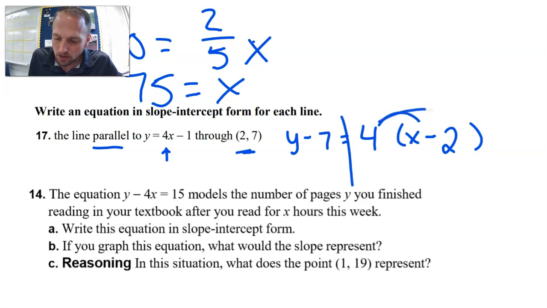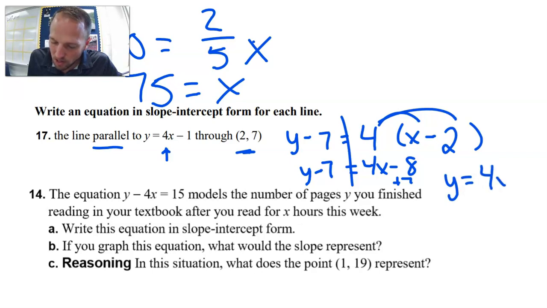Let's solve this for y. 4x minus 8. And then just add the 7 across. And we're going to go y equals 4x minus 1.